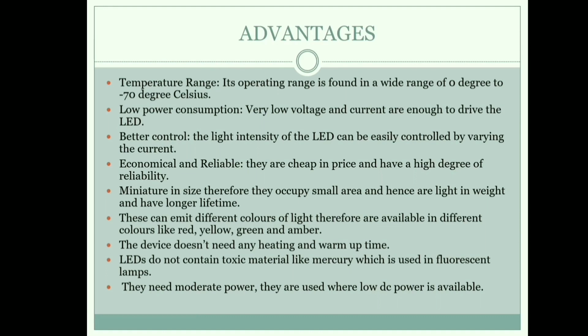Another advantage is that it is miniature in size and therefore can occupy small areas, and hence is light in weight and has a longer lifetime. LEDs can emit different colors of light like red, yellow, green, etc. It doesn't need any heating or warm up time. That's why it is used as an indicator. It is so quick in responding. LEDs do not contain toxic materials like mercury, which is used in fluorescent lamps. Therefore, it has obviously overcome the fluorescent lamps. They need moderate power. They are used where low DC power is available.